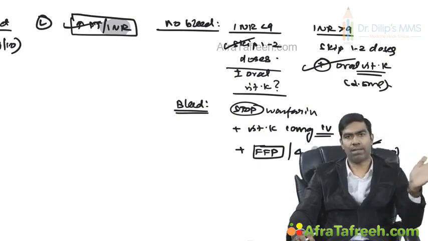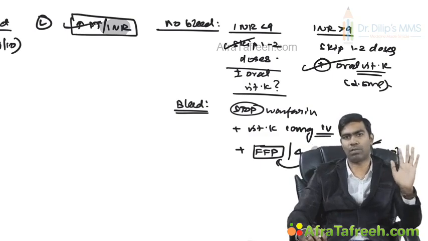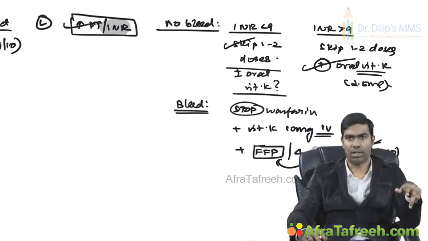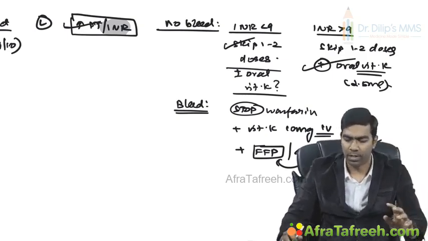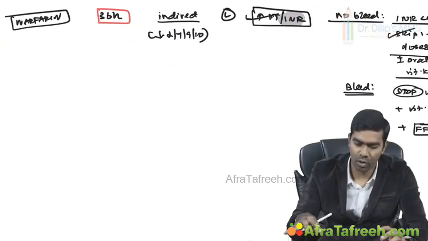But IV vitamin K, if you don't have this, then the alternative will be FFP. It also contains a good amount of clotting factors. It raises any clotting factor level by 30%, FFP. So it's okay, you can use FFP, fresh frozen plasma. This is how you treat a warfarin-induced overdose.